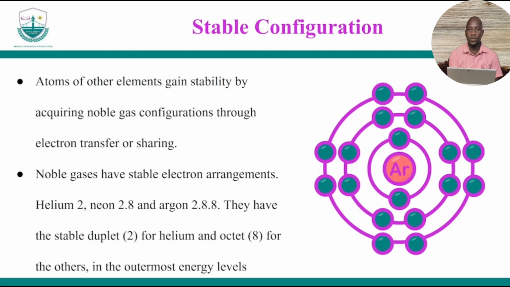So how many electrons do you have in the outermost shell for argon? We have these 2 here, and then we have these 2 here. Those are 4. And then we have these 2 here. Those are 6. And then we have these 2 here. Those are 8. So that is a stable configuration like that of noble gases. And this is basically noble gas argon.